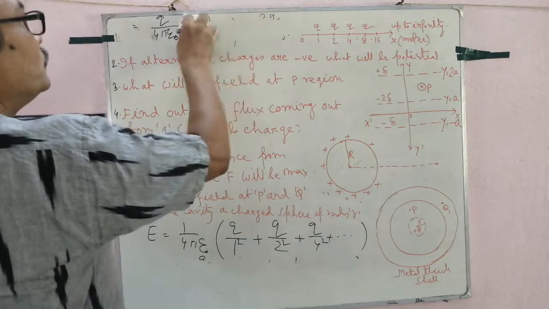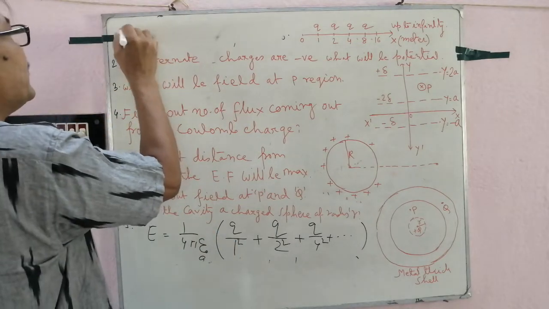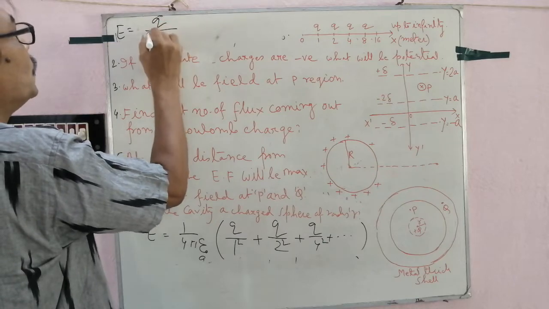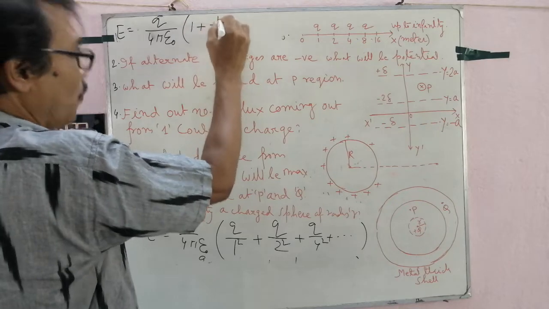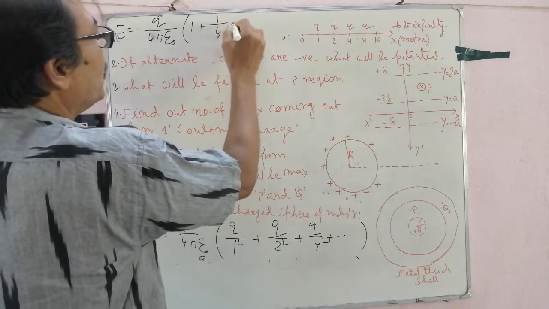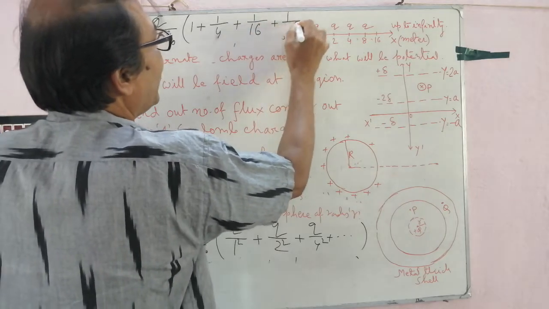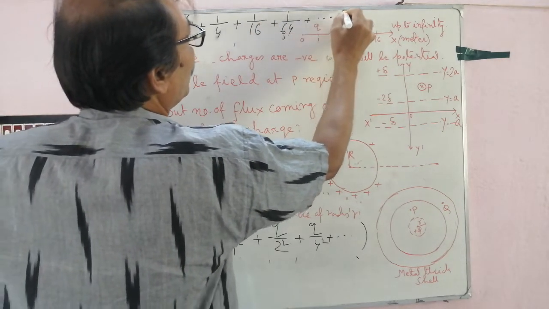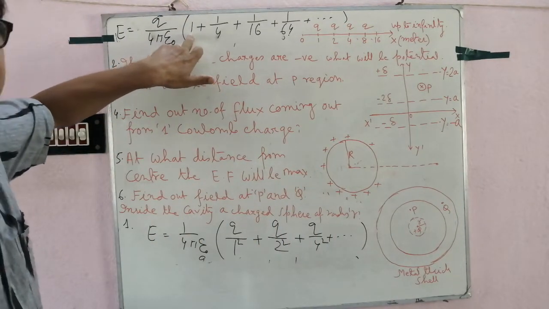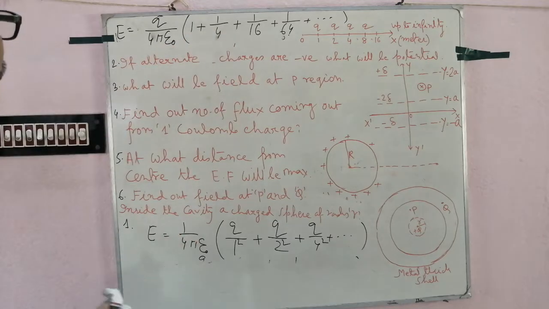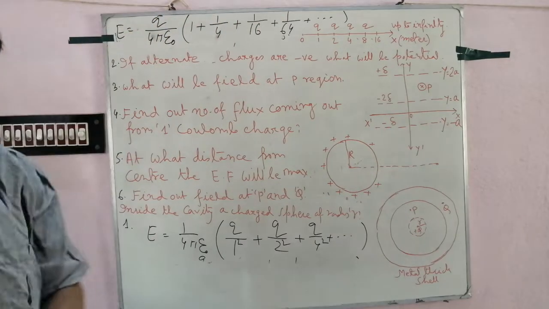Look, electric field, q by 4 pi epsilon naught, 1 plus 1 by 4 plus 1 by 16 plus 1 by 64 dot dot dot. Here in a similar way you can find out the result. First term 1, common ratio 1 by 4. So in a similar way you can reach the answer.